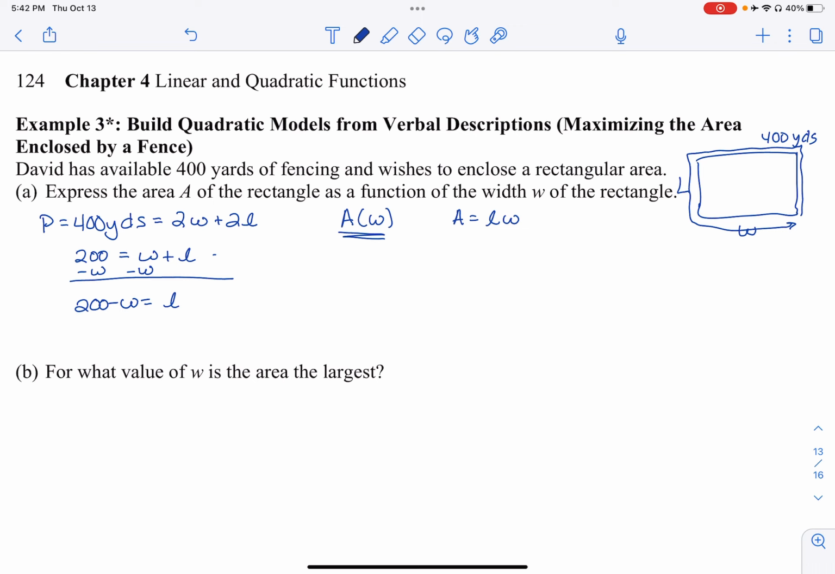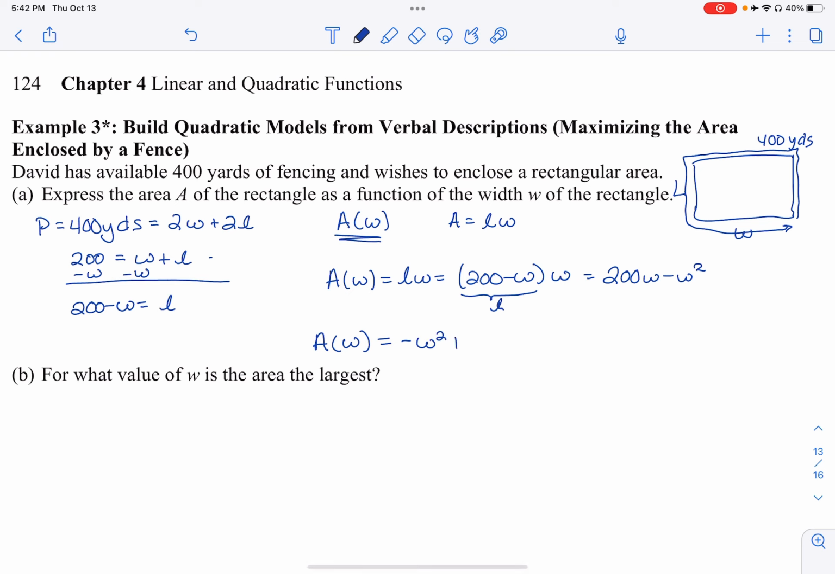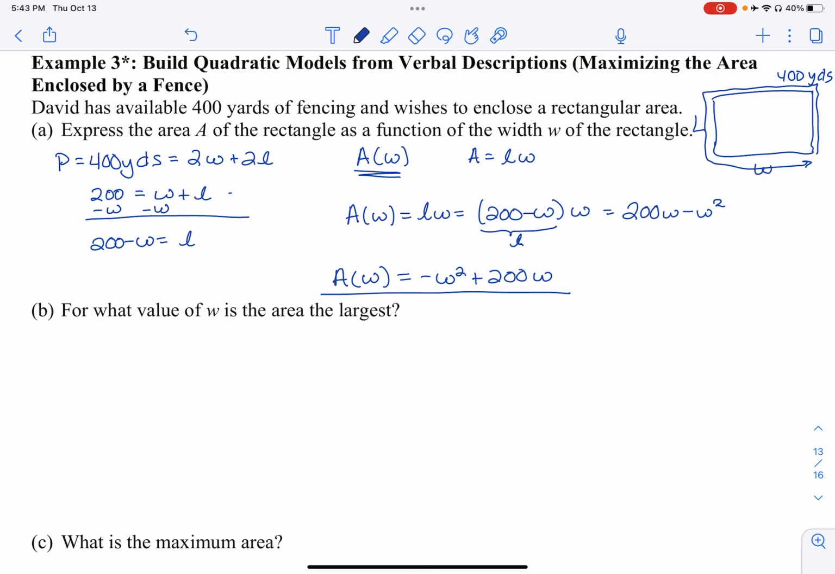So if I go back and I want to get the area in terms of W, I can say it's length times width. I know the length in terms of W, so it's 200 minus W times W. So this right here is the length. That means I have 200 W minus W squared, and that's going to be my A of W. So let's write it down here nicely. Equals negative W squared plus 200 W. It's kind of a more standard form. So that's the end of part A.